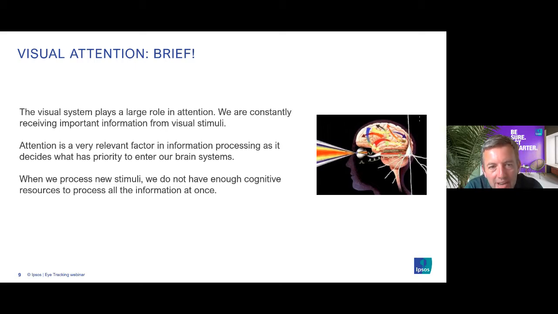We're constantly receiving important information through visual stimuli. Attention, of course, is really relevant in terms of how we process. If we're attending to something, then we've got a greater capability to process it, and that type of attention therefore leads into what we prioritize in our brain systems. And of course, when we process new stimuli, we have to apply cognitive resource to that event. So the more fluent a packaging is, for example, the less cognitive resource needs to be applied, the more automatic our decisions and associations might be.